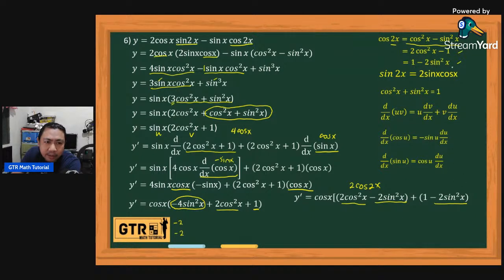So we have an identity for that. 1 minus 2 sine squared x, so this is the identity. So this is another cosine 2x. Okay, so now we can add this: 2 cosine 2x plus cosine 2x. So that is equal to 3 cosine 2x. And then we put the 3 sa harap. So we have the final answer: y prime equals 3 cosine x cosine 2x.